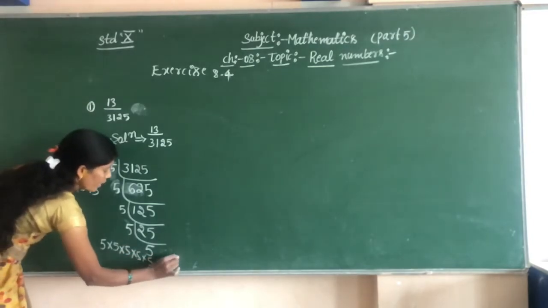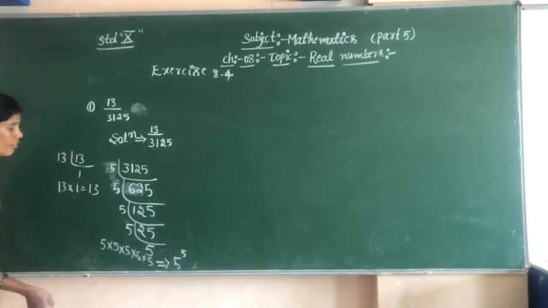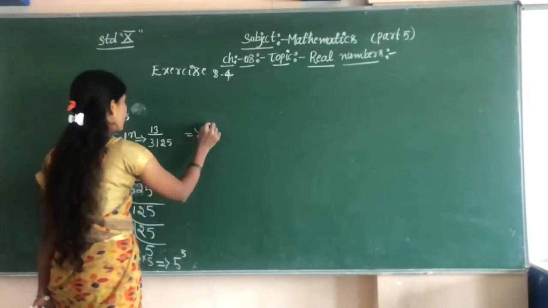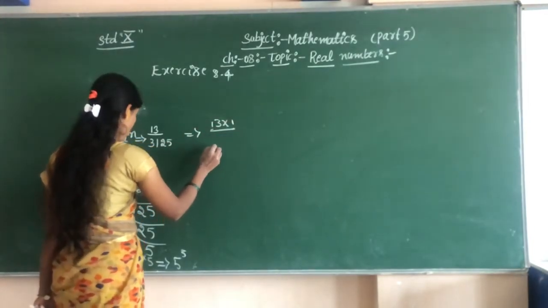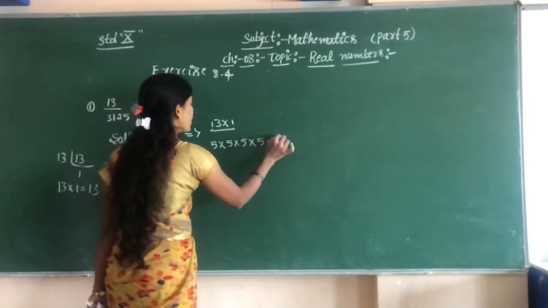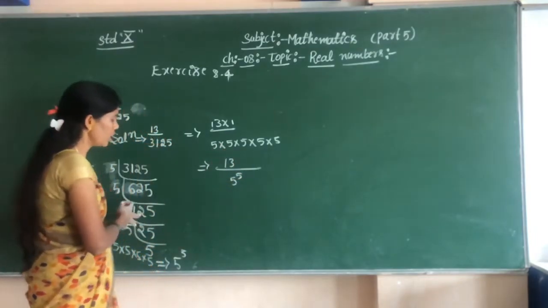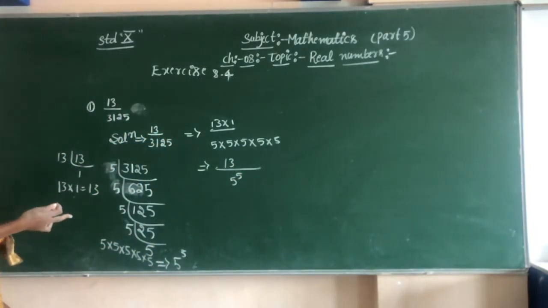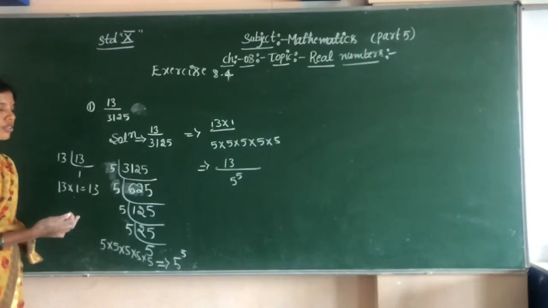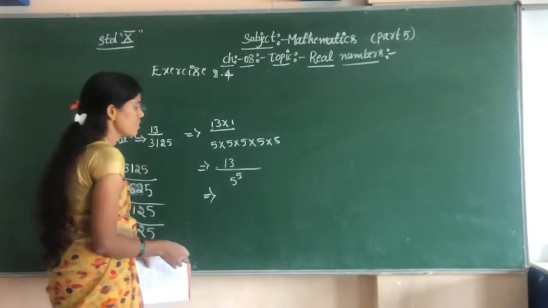5 to the power of 5. 5 into 5 into 5 into 5 into 5 is 5 to the power of 5. So 13 by 3125 is 13 by 5 to the power of 5. Okay, in this prime factorization, the number having only 1 and itself is called a prime number. Prime number is nothing but terminating. Okay, so this one is terminating.